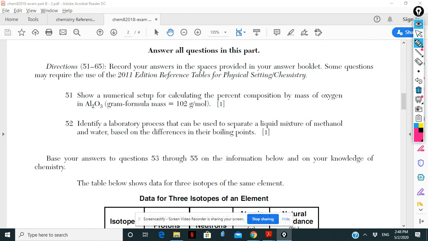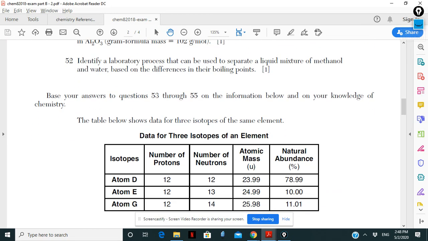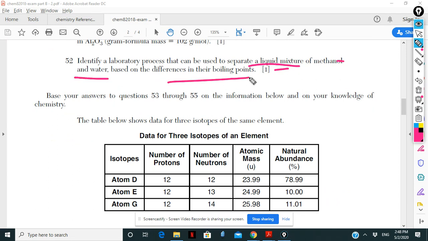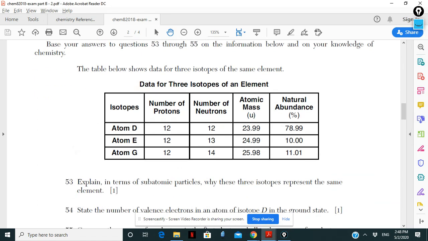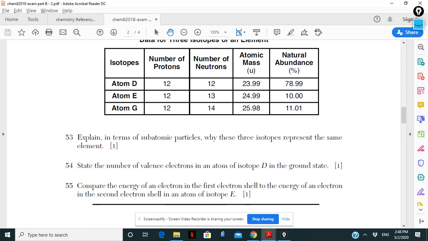Okay. Identify the laboratory process used to separate the liquid mixture of methanol and water based on different boiling points. So when I have a liquid mixture separated by boiling point, I use distillation. Okay. Question number 53.